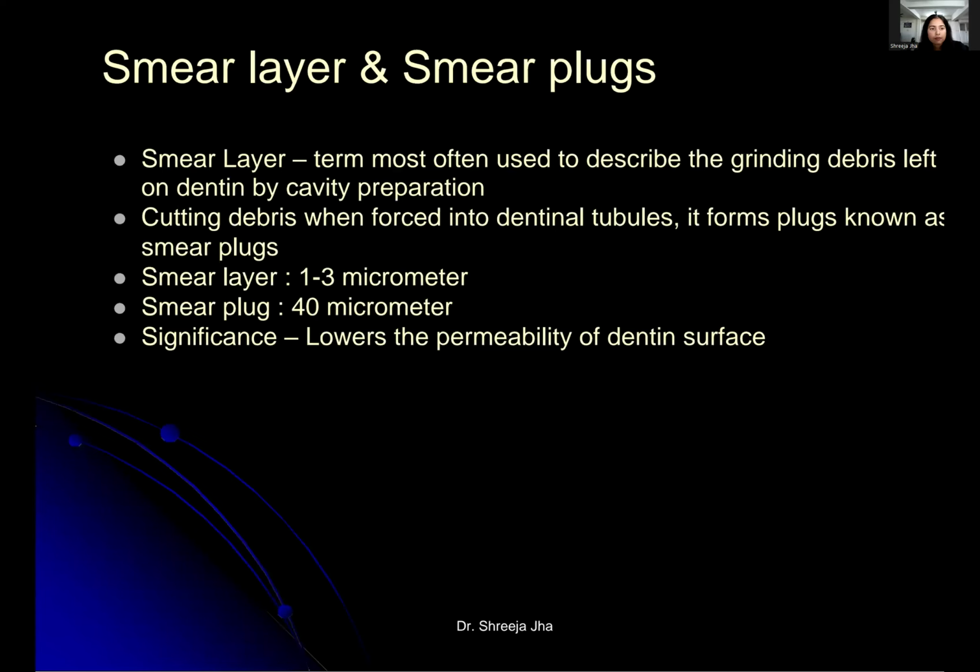Okay, so what is smear layer and smear plugs? These are also two terms which will be helpful in your restoration part. Smear layer is the term most often used to describe the grinding debris left on dentin by cavity preparation. Now, cutting debris when forced into the dentinal tubules forms a plug, which is known as smear plugs. So while doing cavity preparation, you should be very careful. Smear layer is generally 1 to 3 micrometers. Smear plug is 40 micrometers. And what is the significance of these? The significance is that it lowers the permeability of the dentin surface.